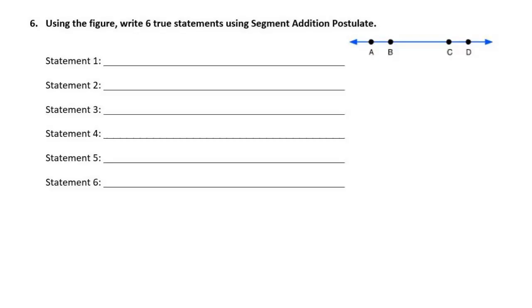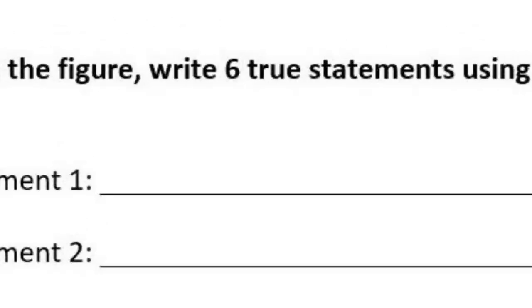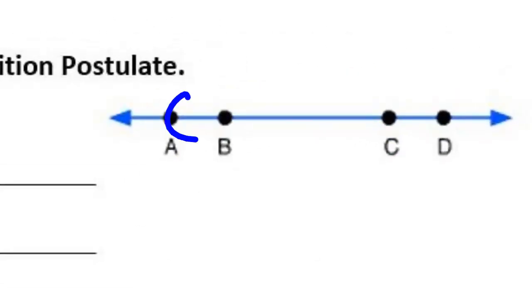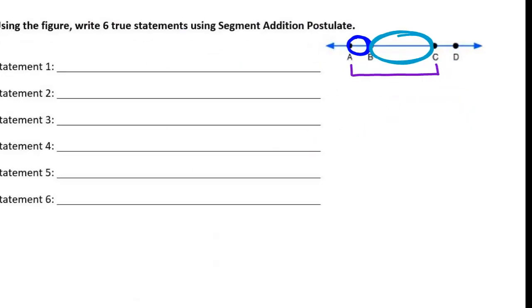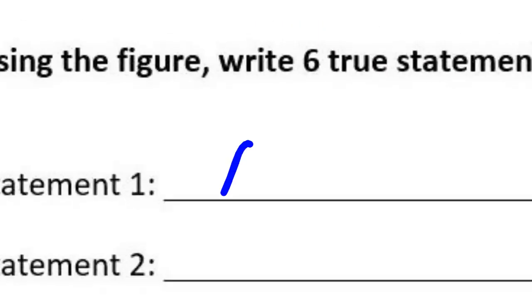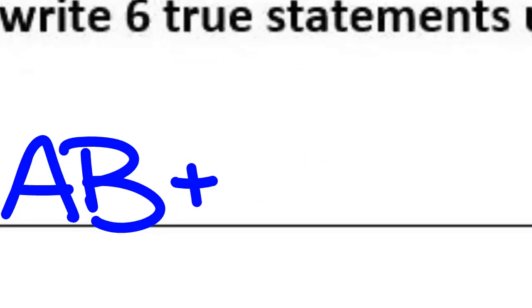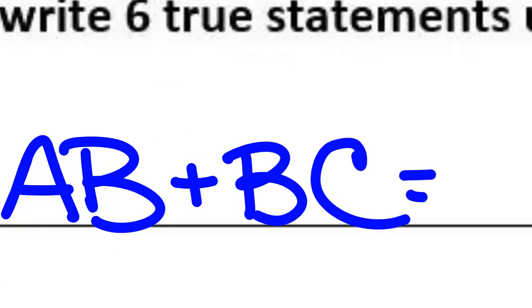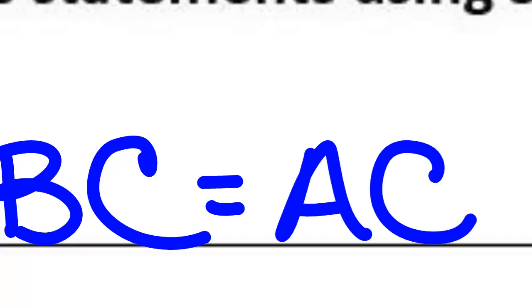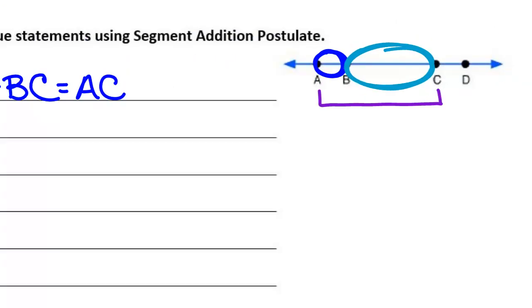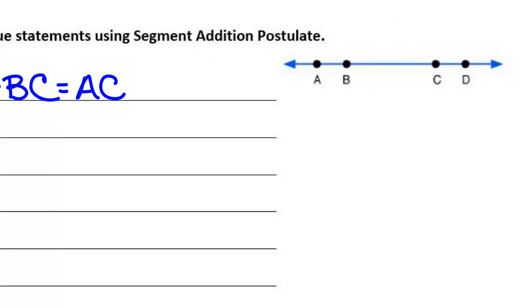We don't know that. We don't know that. It doesn't tell us that, and we can't make that assumption based on the way it looks. But what I could say is that if I take this segment and I put it together with this segment, that gives us AC. So I could say that AB plus BC is equal to AC. Bless you. Can you see another statement similar to that that I could make?